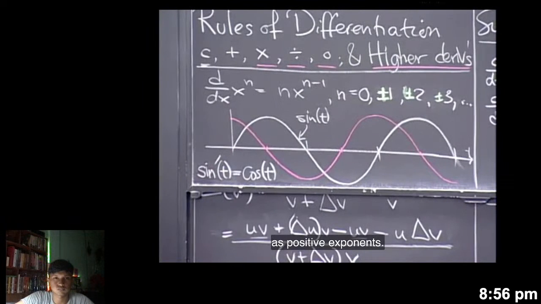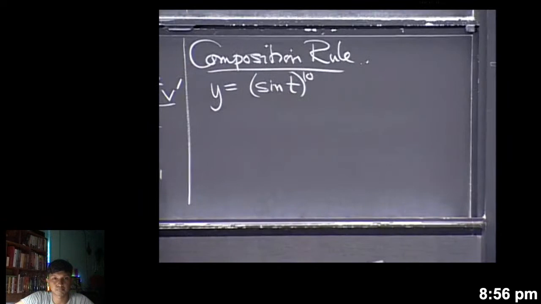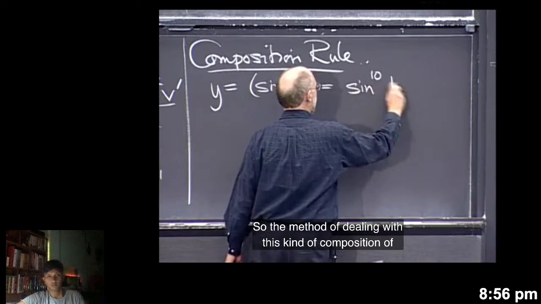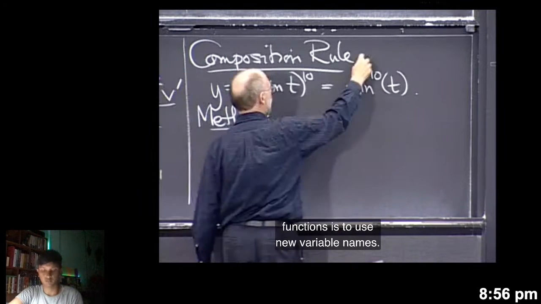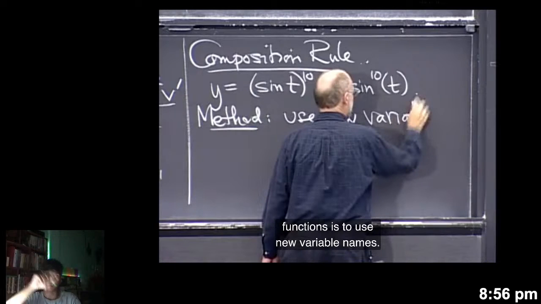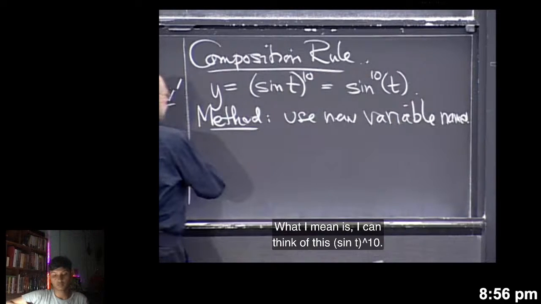Now, sine of t raised to the 10th power. That's a new one. Don't write sine to the 10. The method of dealing with this kind of composition of functions is to use new variable names. What I mean is, I can think of this sine of t raised to the 10th power as a two-step process. First of all, I compute the sine of t, and let's call the result x. There's the new variable name.